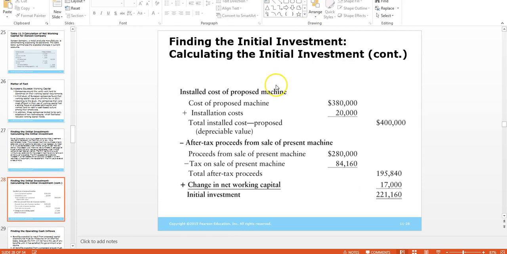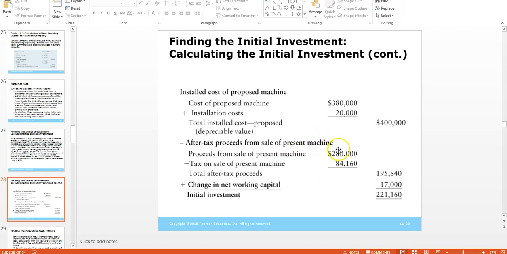All right, so here is the way we do this initial investment. The new machine installed is going to be $400,000. Everybody remember that? It's going to be 380 plus 20. So that's $400,000 minus the after-tax proceeds of selling the old machine.